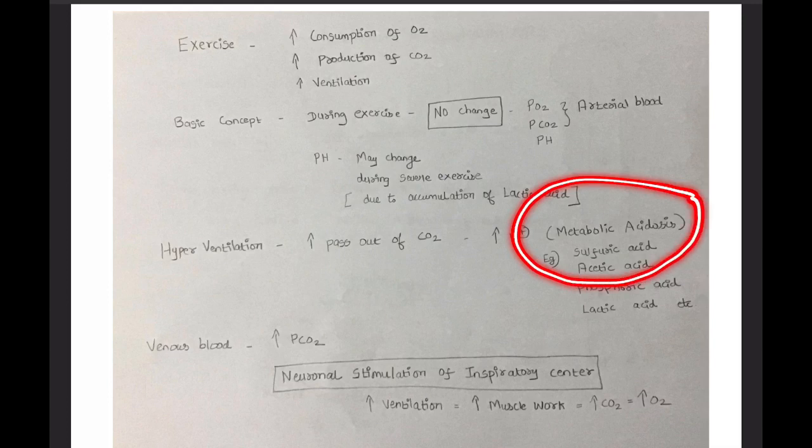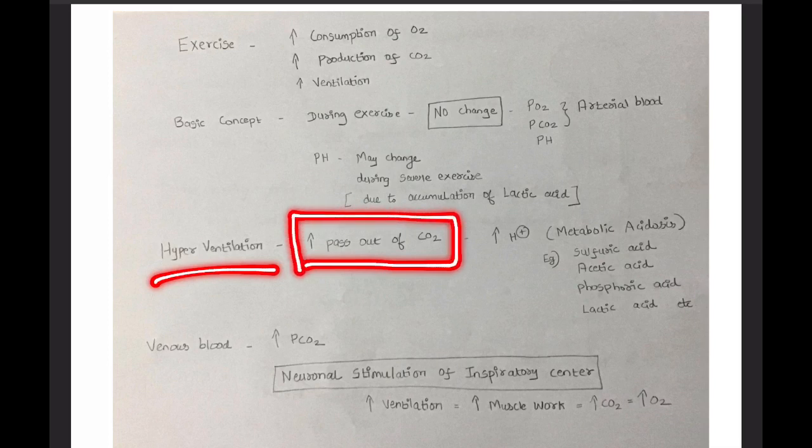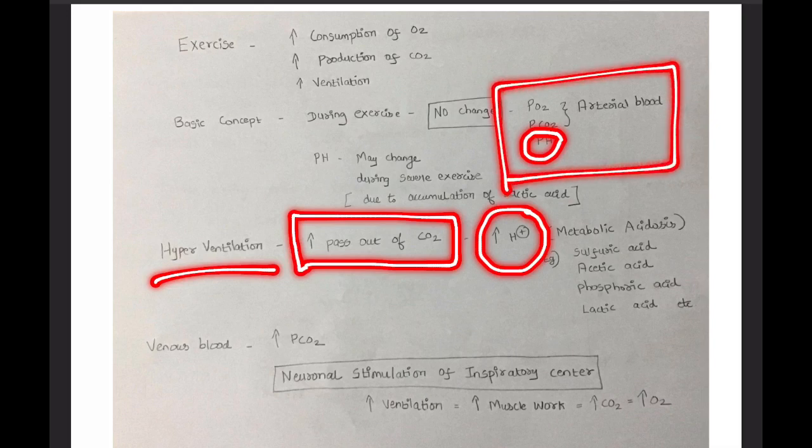So in order to balance this metabolic acidosis, there will be hyperventilation. Hyperventilation means that you need to pass out more carbon dioxide so that this acid formation will not happen. So pH is an exception, but overall in the arterial blood, the partial pressure of oxygen, carbon dioxide and pH will never change.